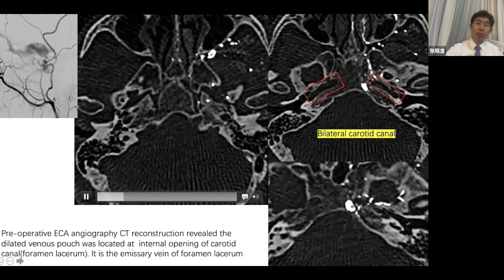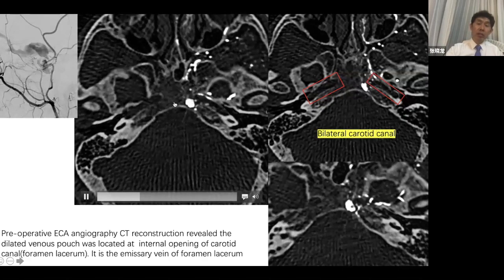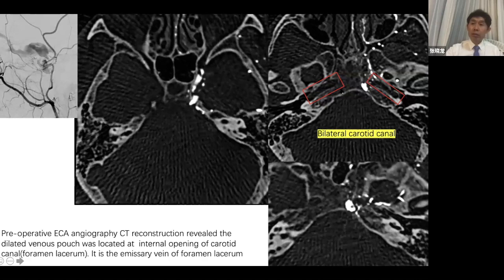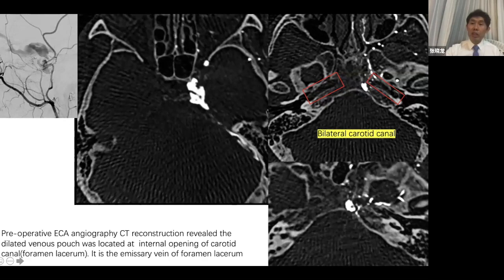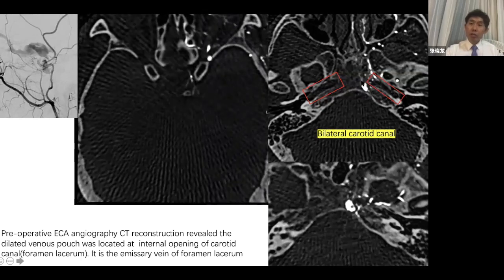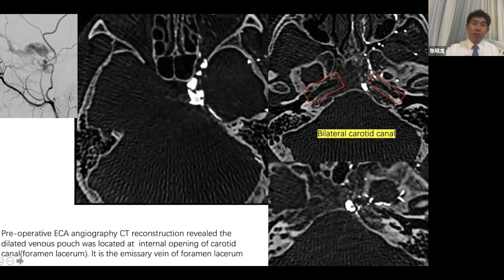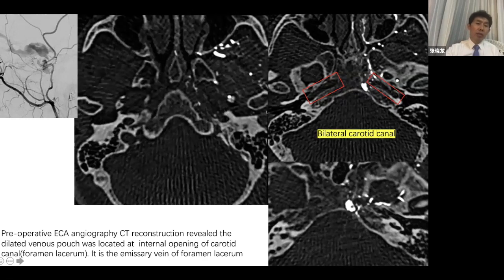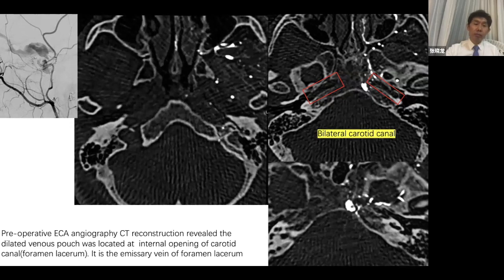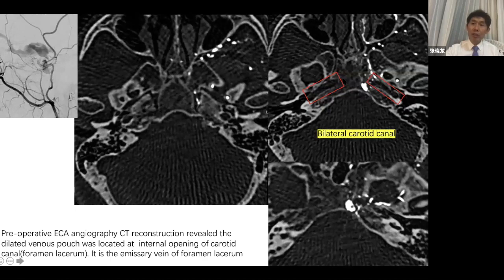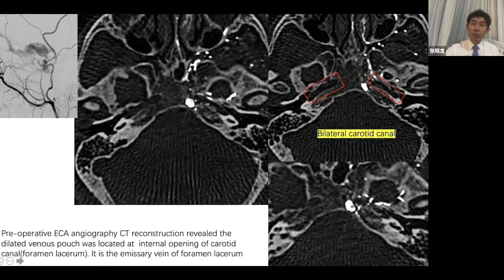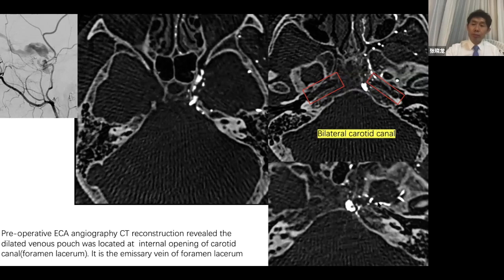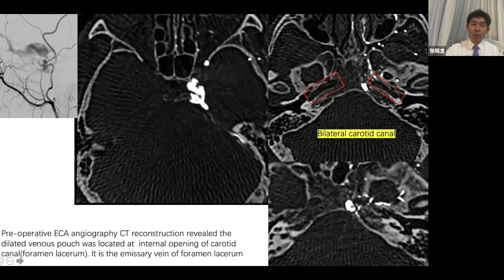And here is the petrous bone, and this is the occipital bone, and this is the temporal bone. This is the bilateral carotid canal. So the location of the venous pouch is at the internal opening of the carotid canal. It's the foramen lacerum. Foramen lacerum is here. So we think it is the emissary vein of the foramen lacerum.